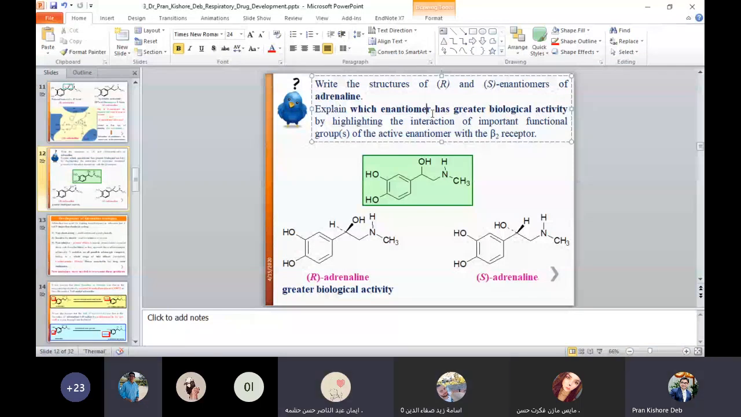Natural is more active because the alcoholic OH is above the plane, and in the synthetic, it is under the plane. So again, you missed above the plane. So what happened by remaining above the plane? So it cannot bind with the... When it remains above the plane or below the plane?